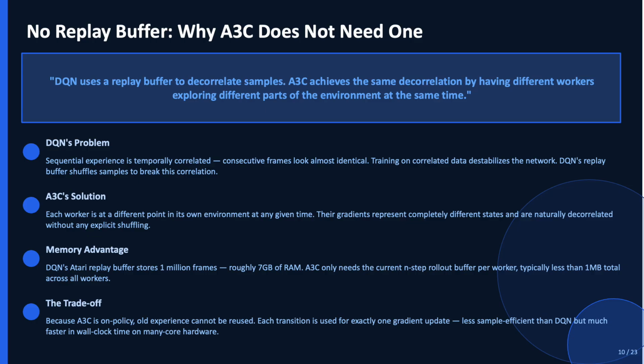The practical benefits are significant. DQN's Atari replay buffer occupies roughly 7 gigabytes of memory to store 1 million frames, whereas A3C's per-worker rollout buffer holds only the most recent 5 to 20 transitions, making the total memory footprint orders of magnitude smaller. The memory advantage was particularly important for teams training agents at scale on cloud infrastructure, where memory cost per machine directly affects the economics of large training runs.